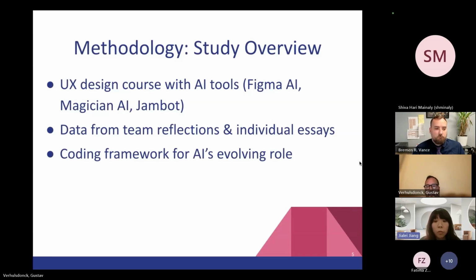Our participants, a group of 22 critical writing students working in small teams, were instructed on how to use Figma, a popular UX design platform, and AI plugins such as Jambot, Magician AI, Color AI, and Identic. These generative AI tools allow students to automate their text generation, cluster brainstorming ideas, and quickly create detailed design elements through conversational prompts. Next slide, please.